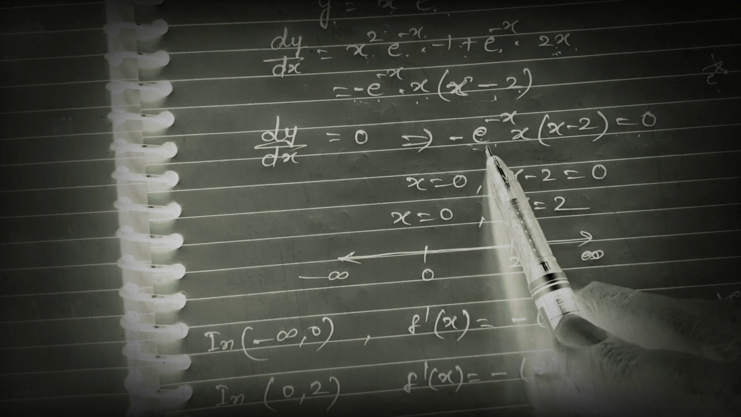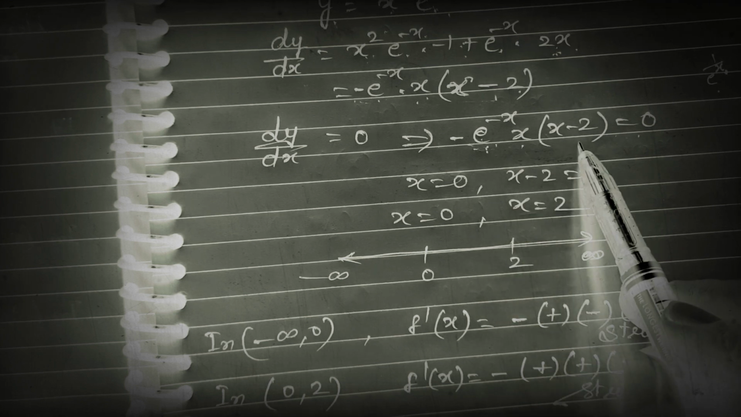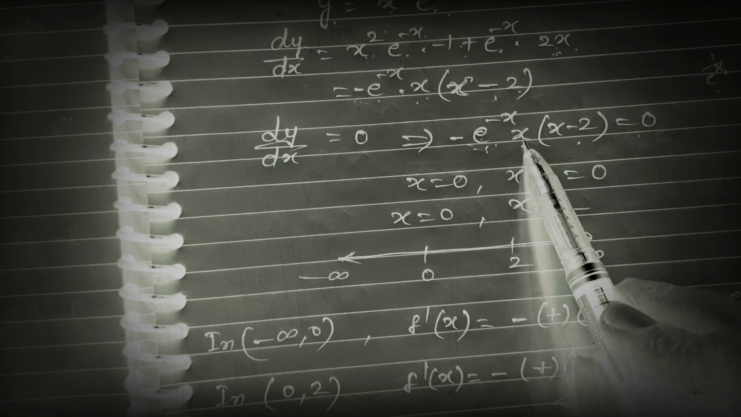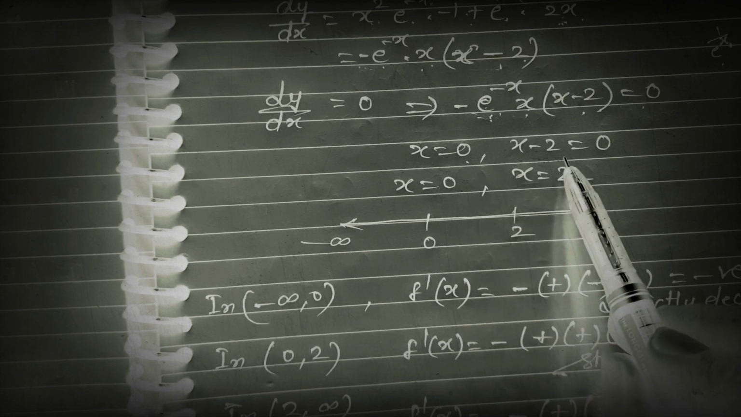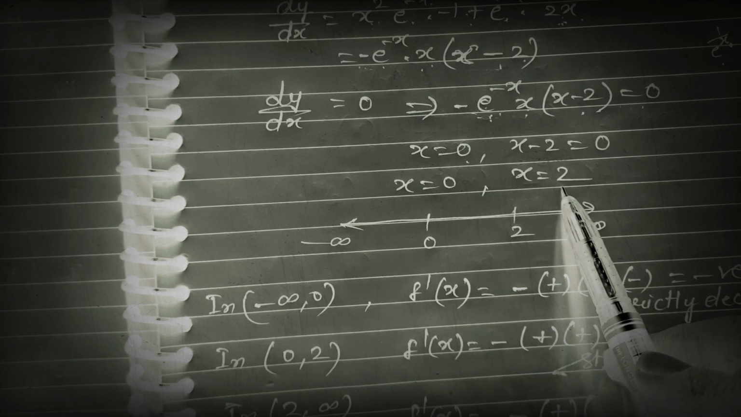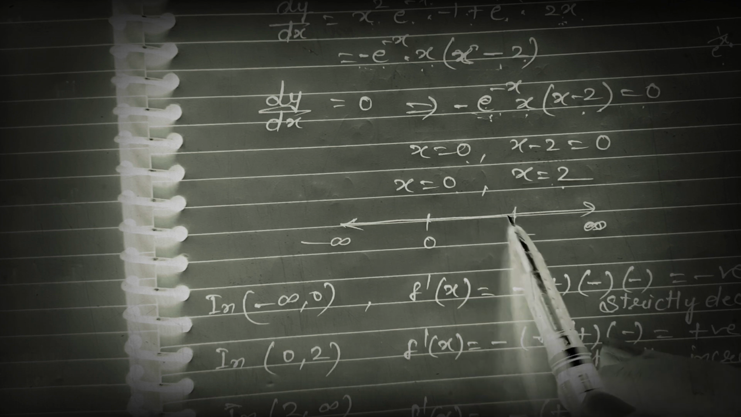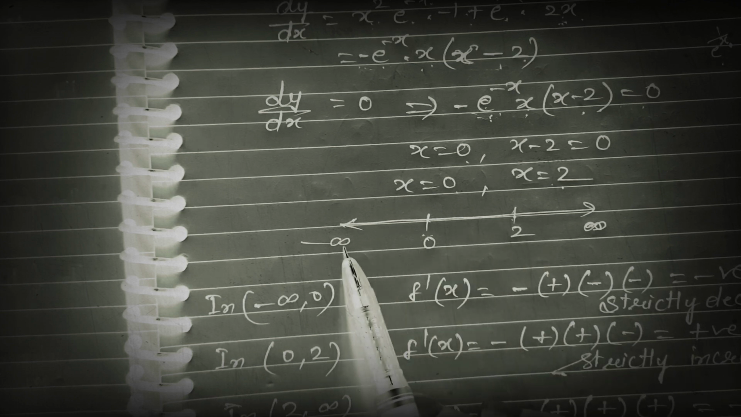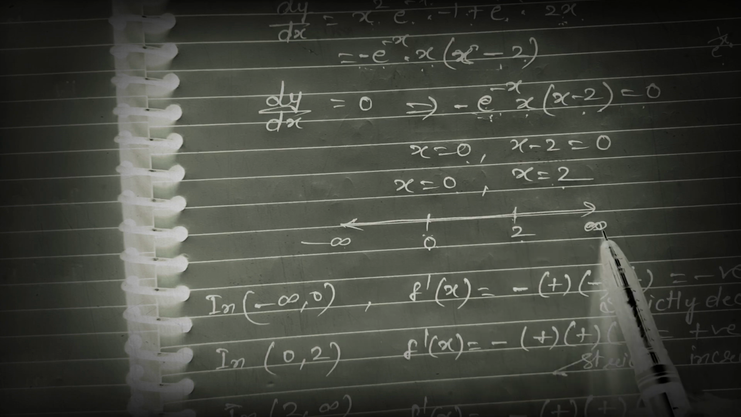So it cannot be 0. Then x will be 0 or x minus 2 will be 0. Either this is equal to 0 or this is equal to 0. So x is equal to 0 and x is equal to 2. So we will make intervals, writing 0 and 2 in ascending order. Then the intervals are minus infinity to 0, 0 to 2 and 2 to infinity.